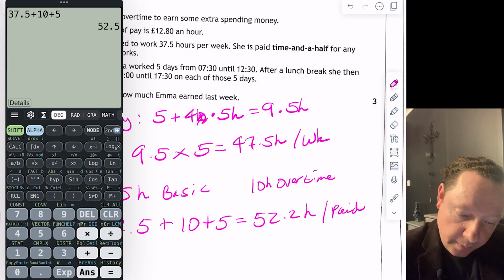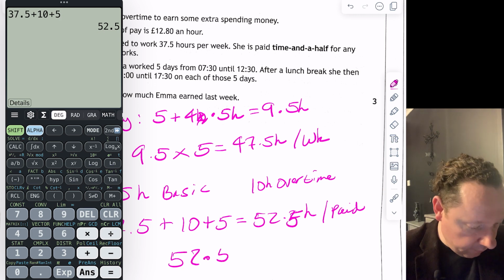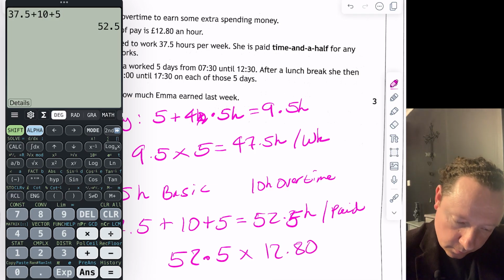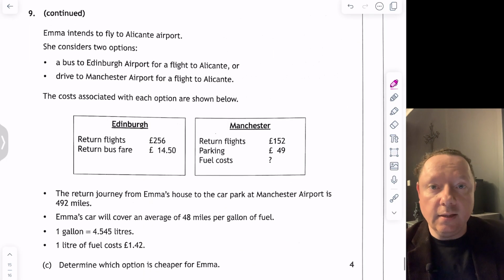And how much is she paid? £12.80. So it's 52.5 times £12.80 an hour. And that is £672, exactly. And we're done there. Number 9 continued.